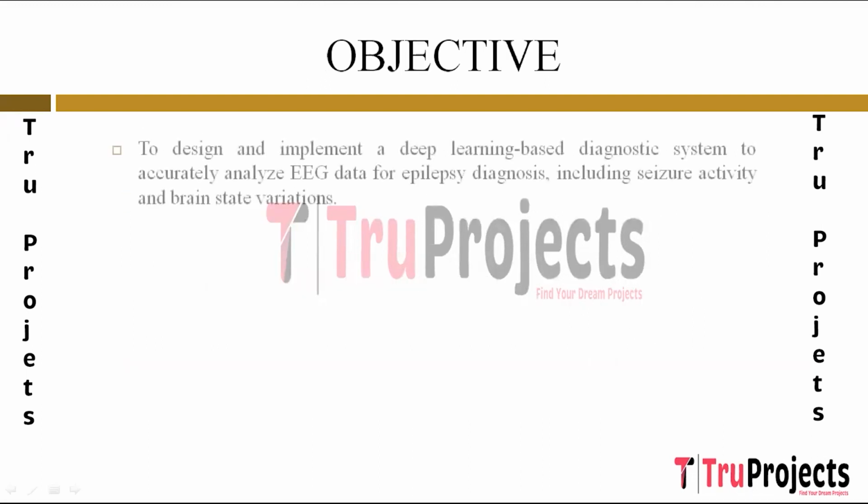Objective of the project. So, as I mentioned earlier, the primary aim of the project is to design and implement a robust diagnostic system utilizing deep learning techniques. This system will accurately analyze EEG data to aid in the diagnosis of epilepsy, including the identification of seizure activity, tumor affected brain regions, and variations associated with different brain states.